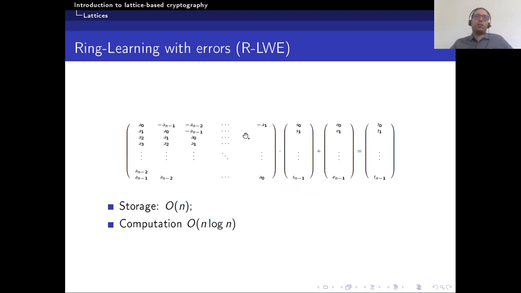Ring learning with errors, or RLWE, is another type of crypto system which tries to reduce the required storage and computation complexity of lattice-based schemes. In this approach, we have one column, and the other columns are generated using the first column. Suppose the first column is A0 until A(n-1). The second column is generated by shifting the first column by one downward. So A0 will be placed as the second coefficient, then A1, A2, until the end.